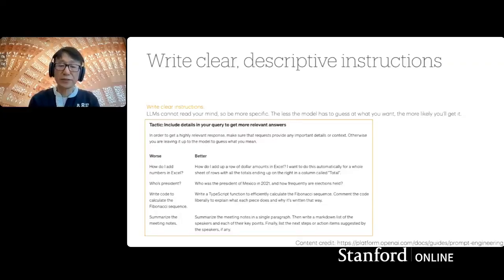So, write clear and descriptive instructions. As an example, on the left, instead of asking a short request, you could describe in detail so that the model knows what you are asking, because the model cannot read your mind. That means you need to describe what you want the model to generate as output for you. This is always useful for using a language model in general.